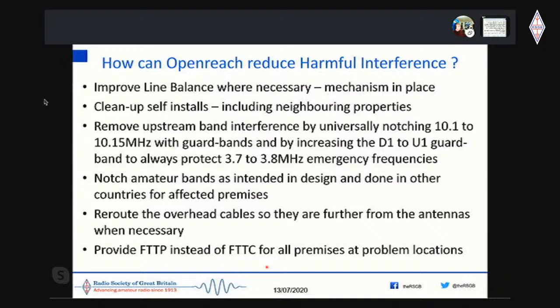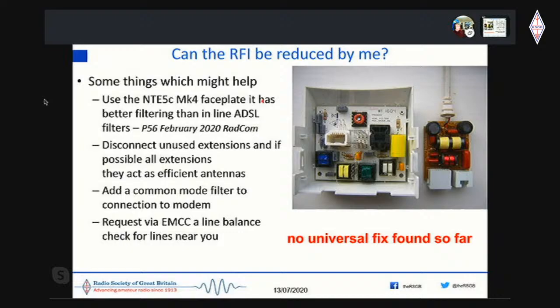What can you do? You can try the NTE5C faceplate, and if you look on page 56 of this year's RadCom, David Lauder gives a good explanation of how to do that. You can disconnect unused extensions, you can put in common mode filters, and we can request a line balance. But none of those things, and we've tried hundreds of them, fix the problem.